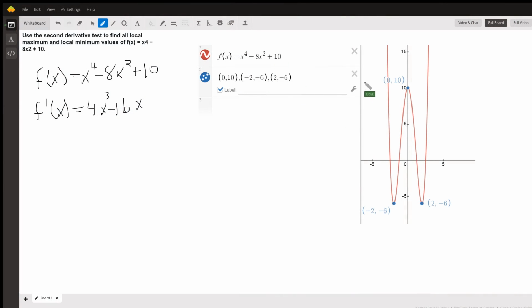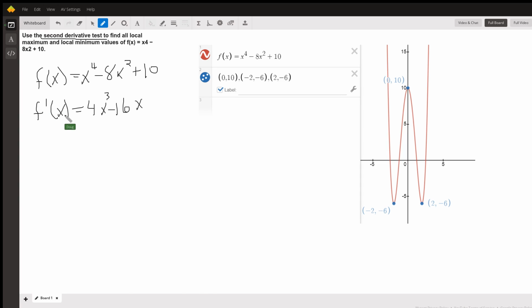Okay, here's the graph of the original function, f of x equals x to the fourth minus 8x squared plus 10. It looks like at (0, 10) we have a relative or local maximum, and at (-2, -6) and (2, -6) we have local minimums. What does it mean to use the second derivative test to locate those values?